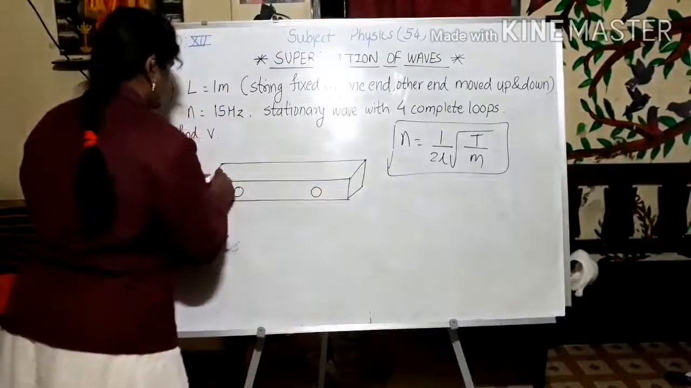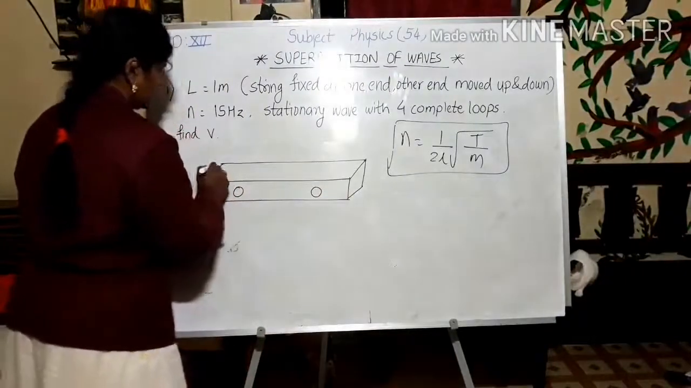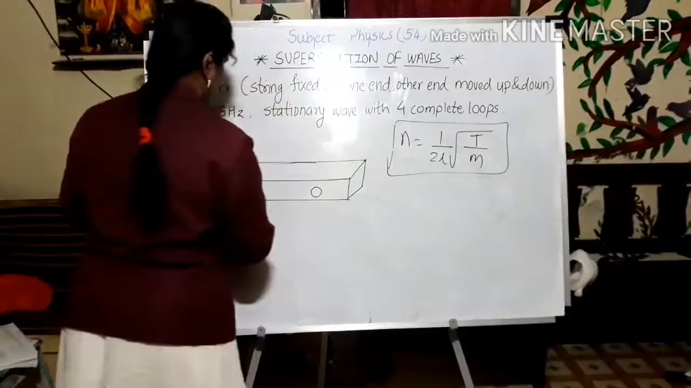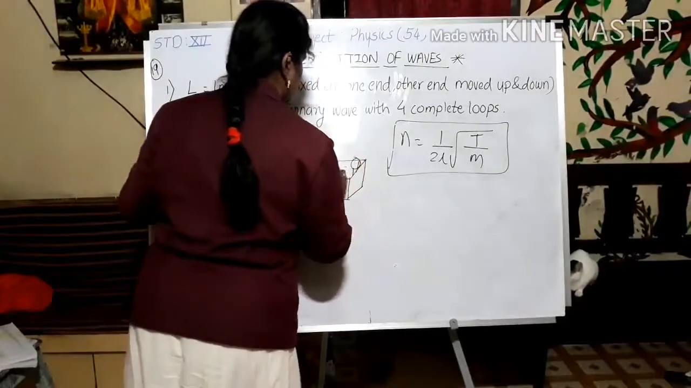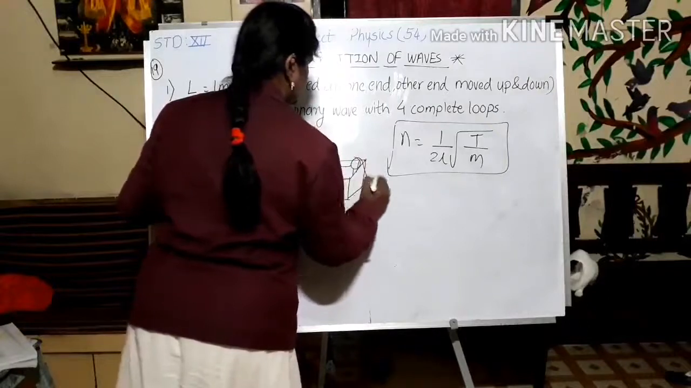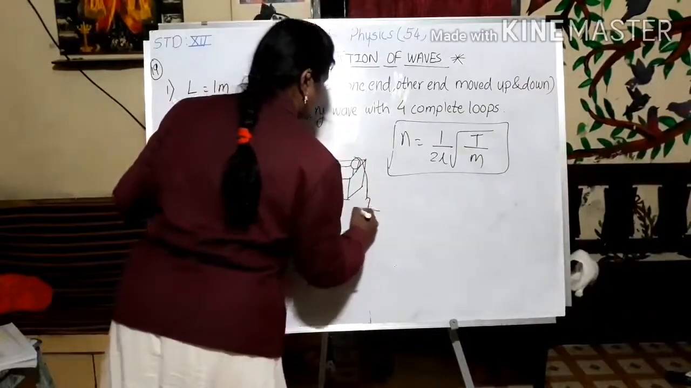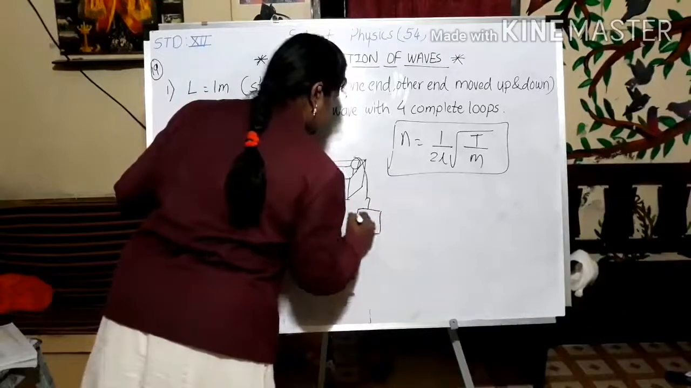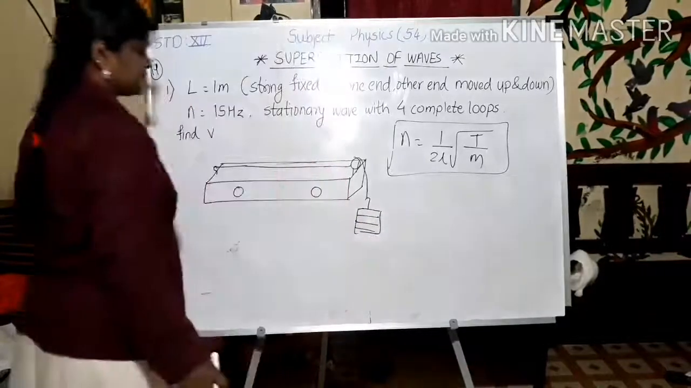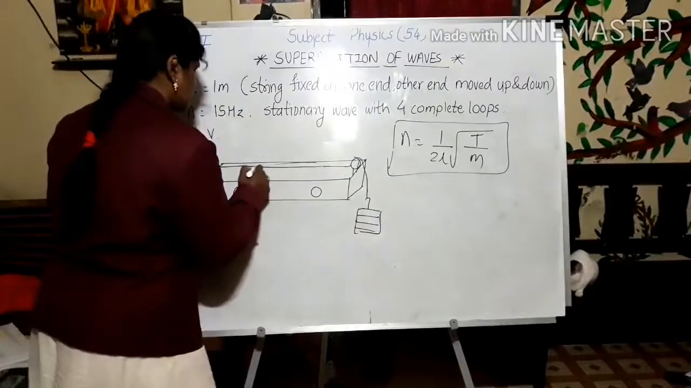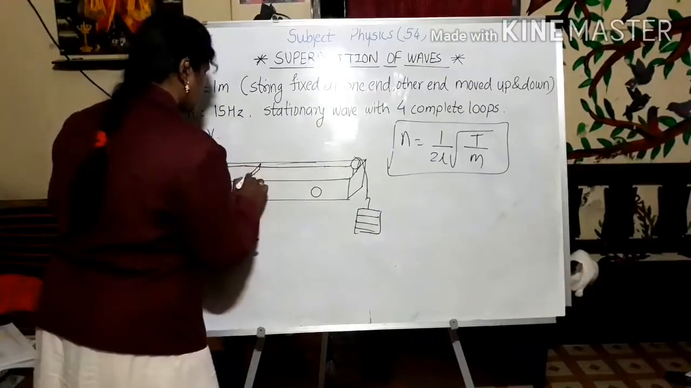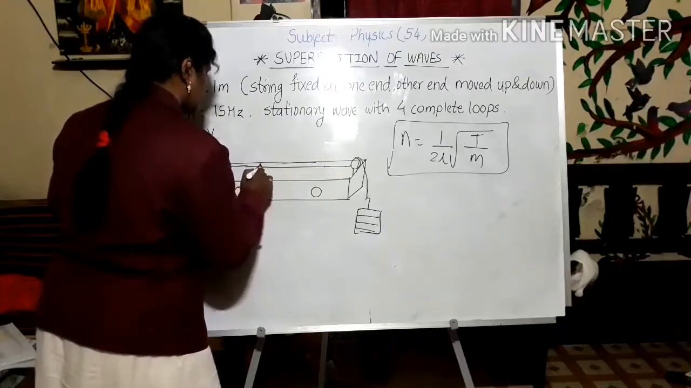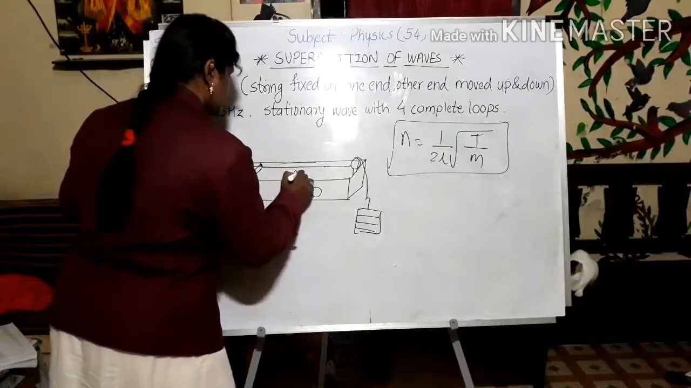One end, as I told you, is attached at this hook of the wire, and here is the pulley support through which this wire is hung to the slotted weights. These are the slotted weights. Okay, now as I told you, there are two bridges over there, like this. Two bridges.